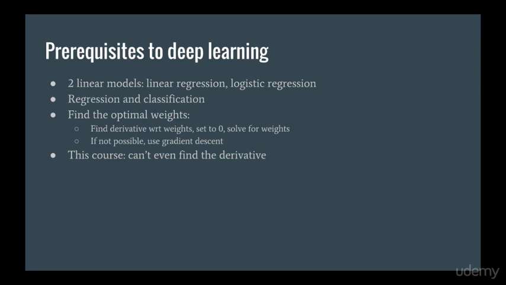You also learn that to find the optimal weights of a model, you can take the derivative of the objective function, set it to 0, and solve for the weights. With logistic regression, we found that you could not solve for the weights like this, so we used gradient descent. In this course, we'll encounter a situation where we can't even find the derivative.